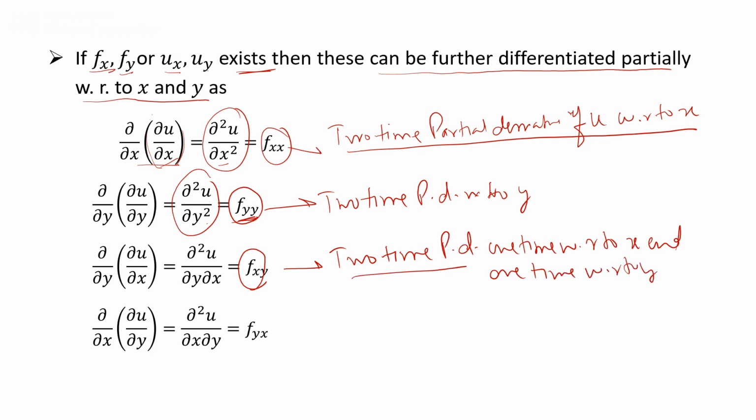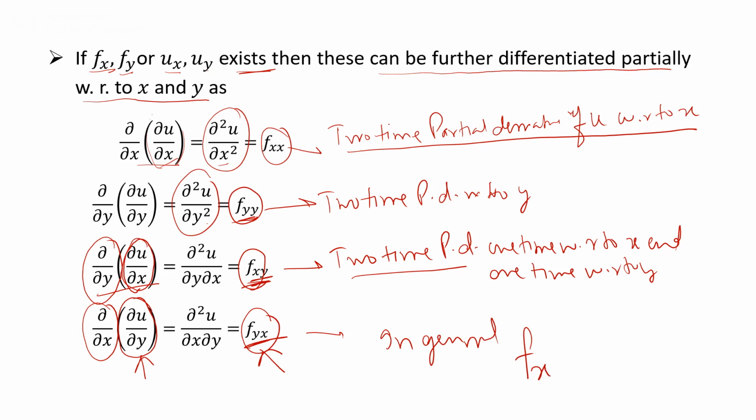So you have to remember f xy, or we write f yx. If we write f xy, it means first we take the derivative with respect to x, then we take the partial derivative with respect to y. And if we write f yx, it means first we take the partial derivative of u with respect to y, then with respect to x. And here you have to note it down: f xy is equal to f yx.